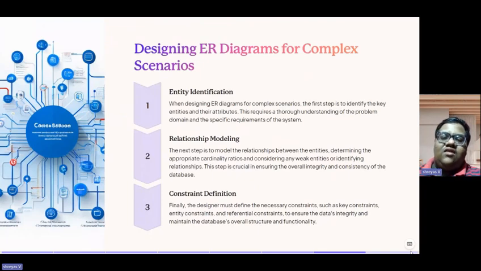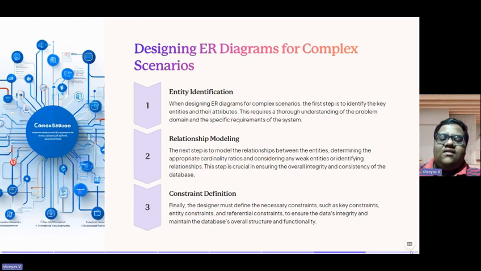Designing ER diagrams for complex scenarios. Entity identification. When designing an ER diagram for a complex scenario, the first step is to identify the key entities and their attributes. This requires understanding the problem domain and specific requirements of the system. Relationship modeling. The next step is to model relationships between entities, determining the appropriate cardinality ratio, and considering any weak entities or identifying relationships. This step is crucial in ensuring the overall integrity and consistency of the database.